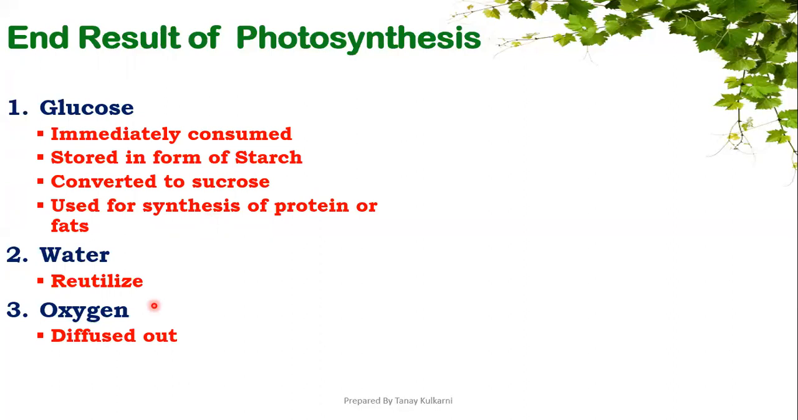Oxygen, some of the oxygen can be used by the plants by the process of respiration, but a major portion of it is not required and hence it will be diffused out into the atmosphere. But it is not a waste. It is not a waste product because all other organisms require it for their existence, including plants, because plants do require oxygen during night as well.